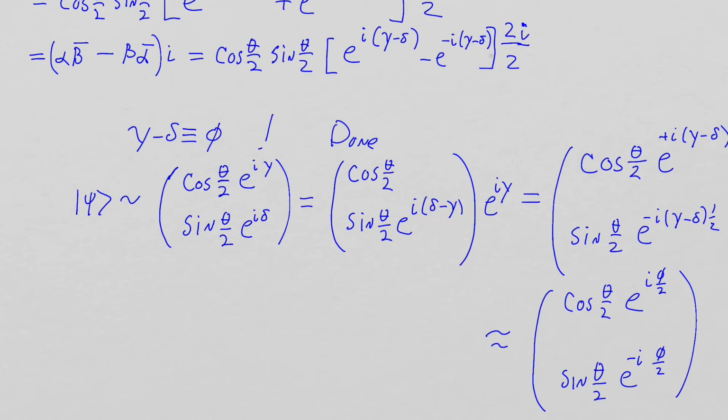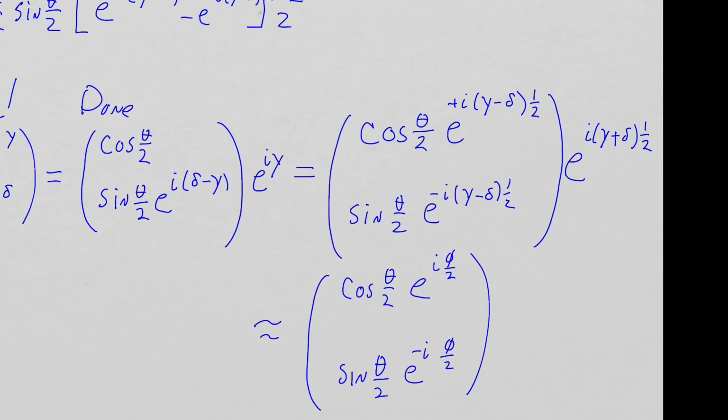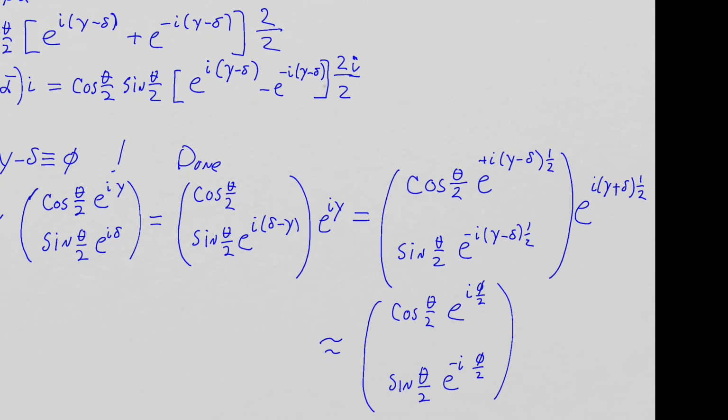So you see this gamma minus delta. Well, here I have delta minus gamma. And then I can keep working this to extract a gamma minus delta from everything. So now I have the gamma minus delta in both components of the spinor, and of course it ends up being multiplied by gamma plus delta on the outside.